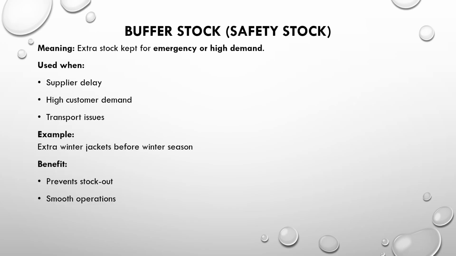Now let us understand buffer stock, also known as safety stock. Buffer stock means extra stock that is kept for emergency situations or high demand. This stock is not used daily, but it is very important for smooth warehouse operations. Buffer stock is used when there is a supplier delay. It is also used when there is high customer demand. Sometimes buffer stock is needed because of transport or delivery issues. A simple example of buffer stock is keeping extra winter jackets before the winter season. This helps companies meet customer demand without delay.